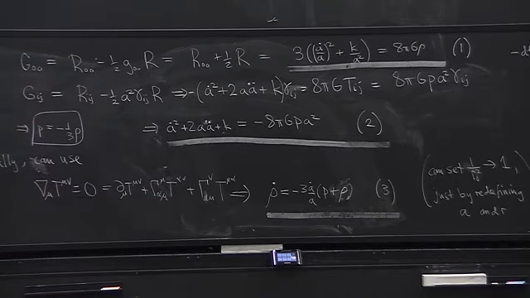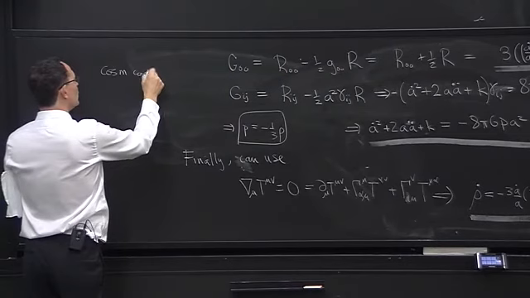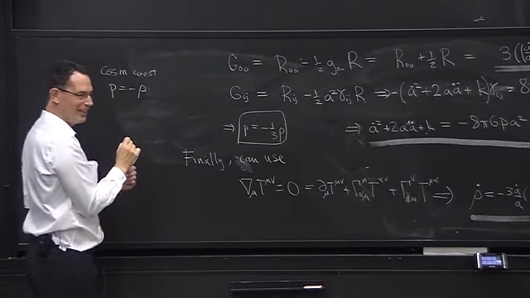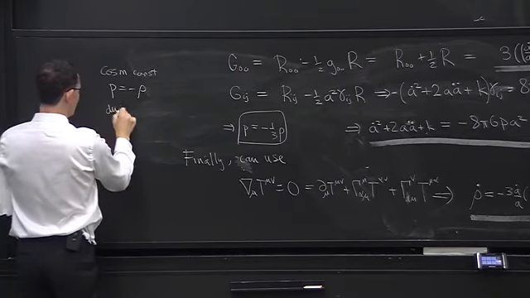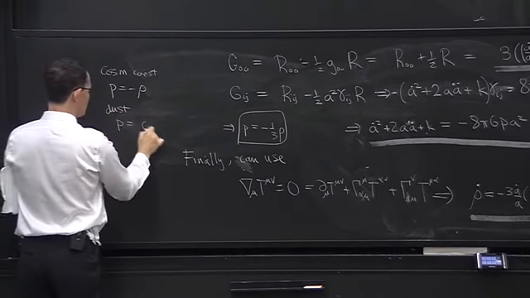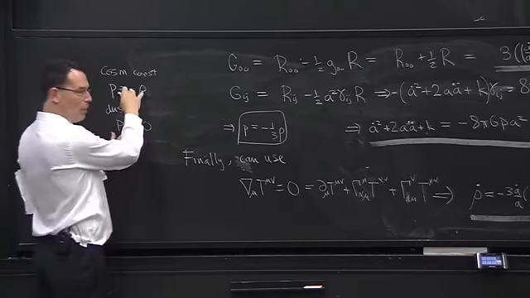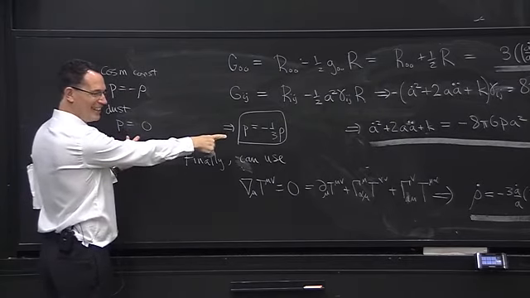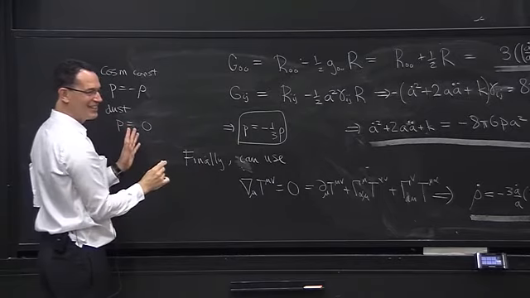For the cosmological constant, we'll do this next time. For a cosmological constant, P equals minus rho. For dust, P equals 0. If you have both, you can arrange that P is minus 1/3 rho. And that is the Einstein static universe.